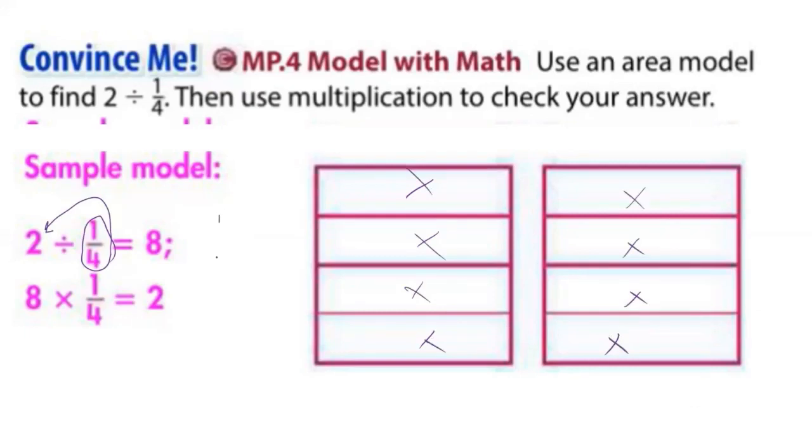Or apply the way of KCF. Keep first as it is, change the sign of division to multiplication, flip the fraction, and multiply numerator by numerator. You will get the answer. By multiplying, you can multiply 8 by 1 quarter to get the same 2. Also, you can apply the way of KCF. Let's move to another part.